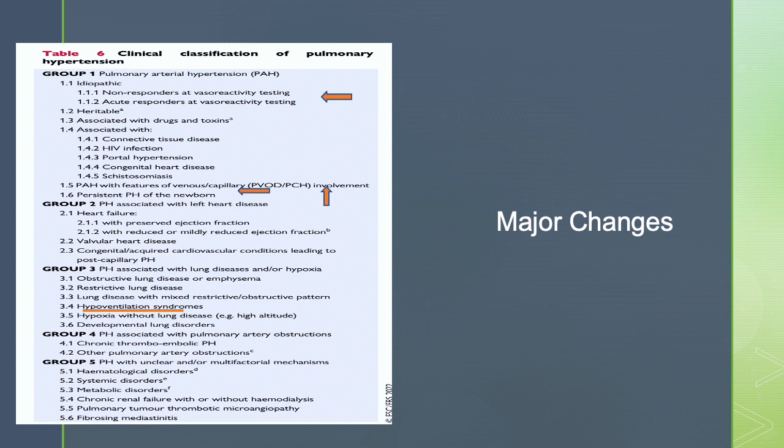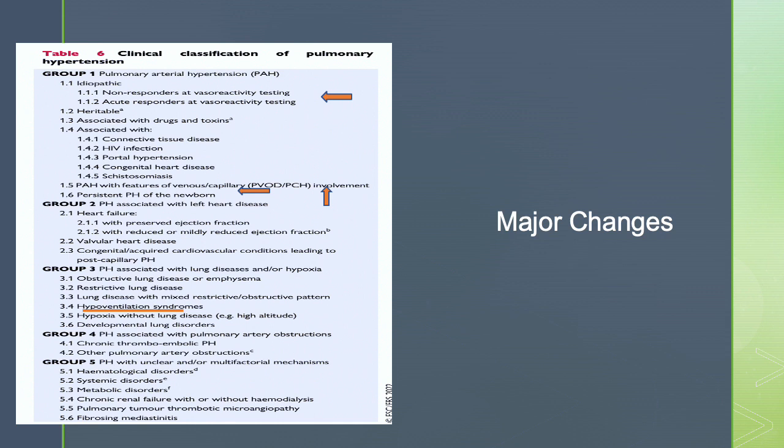Again, there are 5 groups. So what is the classification? Broadly, first is pulmonary arterial, so pre-capillary. The second is left heart disease, isolated post-capillary. The third is lung disease, which could be combined. The fourth is pulmonary artery obstruction. And the fifth one is multifactorial or unclear. Now what has changed here is, in the first group, group 1, they've divided idiopathic into 2 varieties, with non-responders to vasoreactivity testing and acute responders.